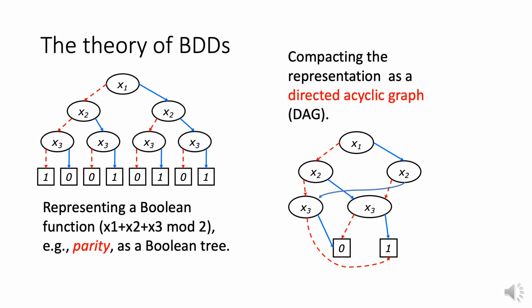Now the size of this tree is exponential in the number of Boolean variables or bits. So we want to achieve a much more compact representation. And the idea of BDDs is that we want to combine subtrees that are isomorphic to each other and represent them just once. So we get a directed acyclic graph, or DAG, instead of a tree.